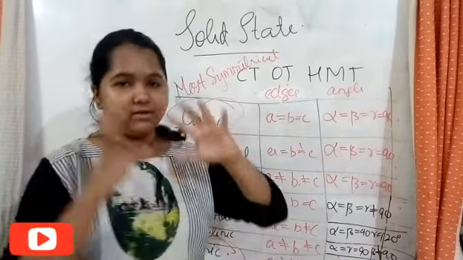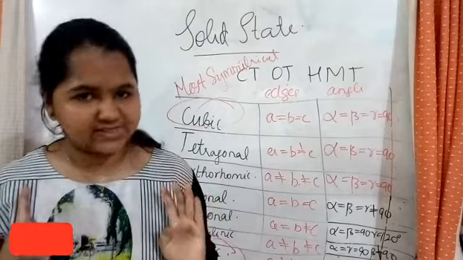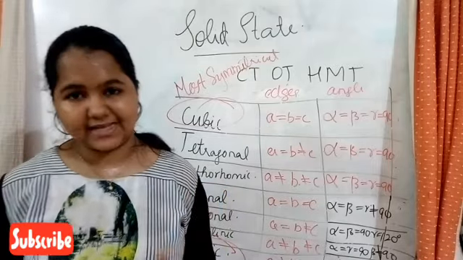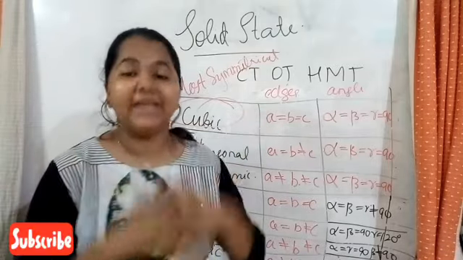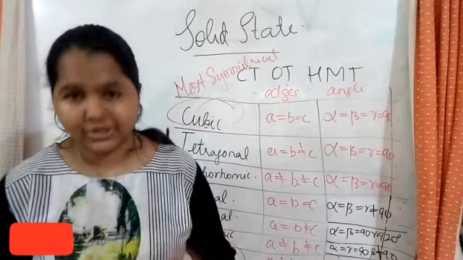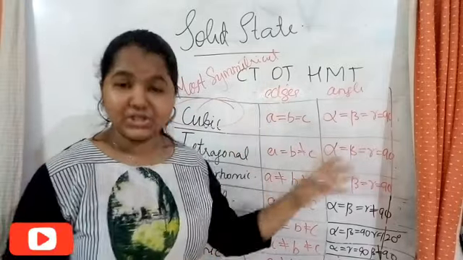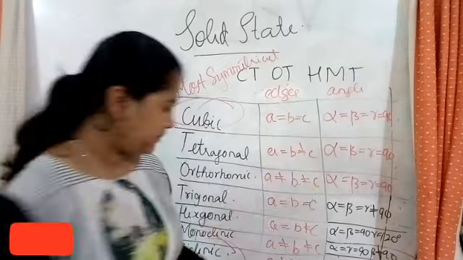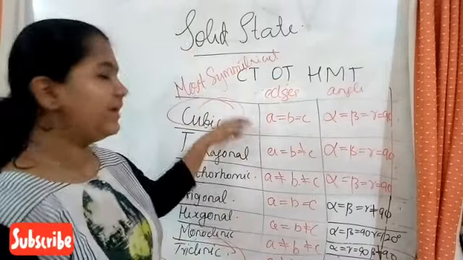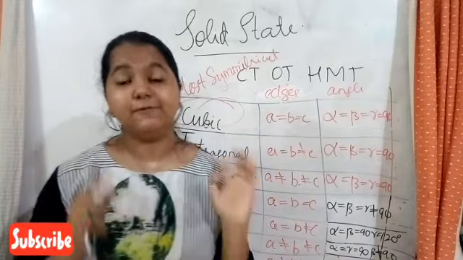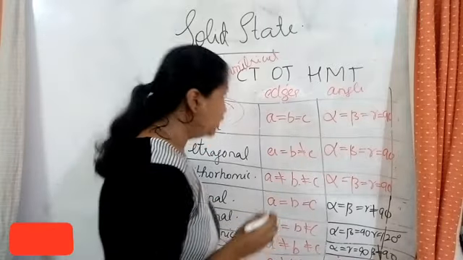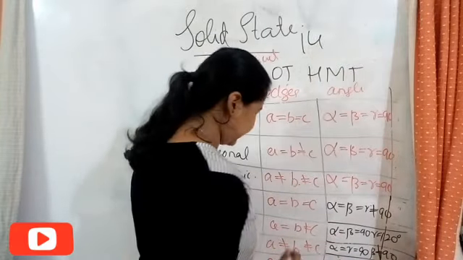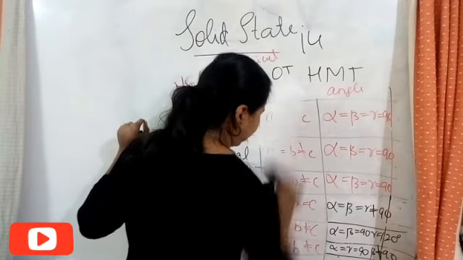I'm telling you, there are 14 Bravais lattices. So what is a Bravais lattice? A Bravais lattice is the different combination of these angles and edges, which gives rise to the different unit cells. So I told you there are 14 Bravais lattices.